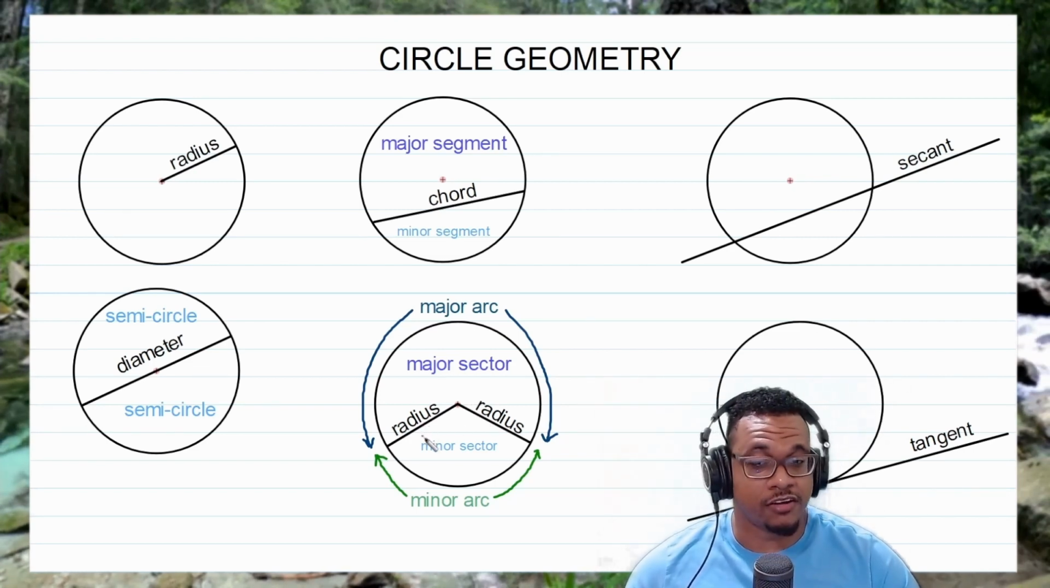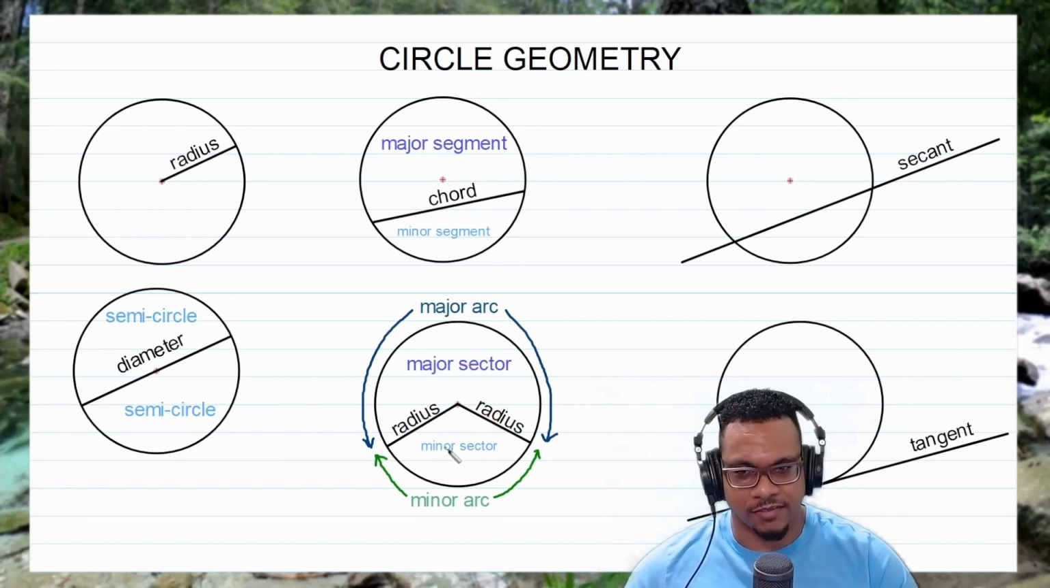So here I have another circle, and this time I have two radii. Radii is the plural of radius. And now these radii will split the circle into the minor sector and the major sector. So this area down here will be called the minor sector, and this area on top here will be called the major sector.